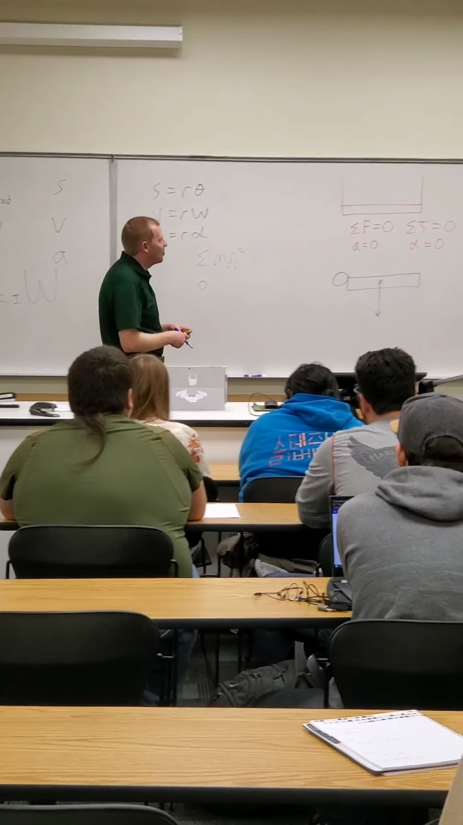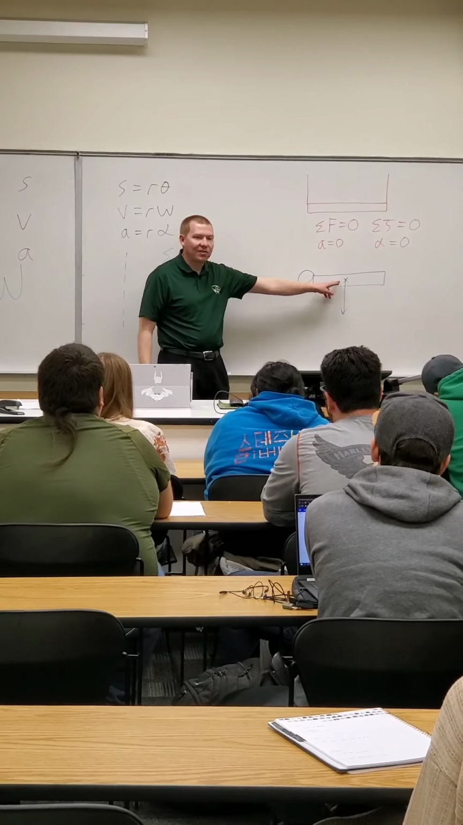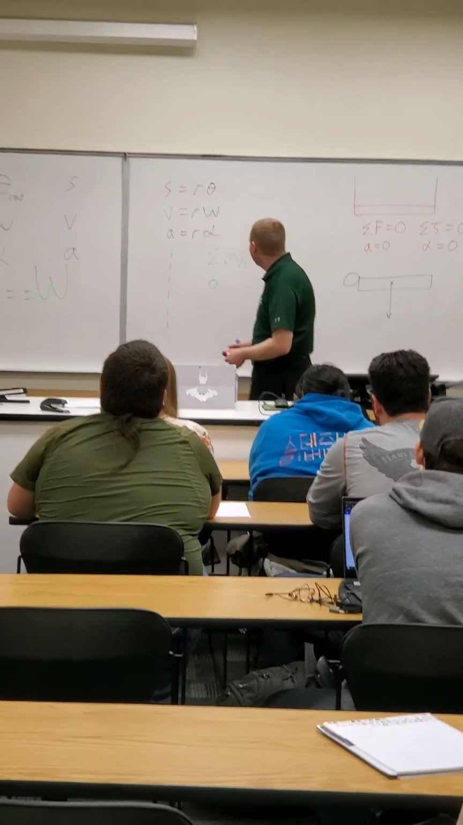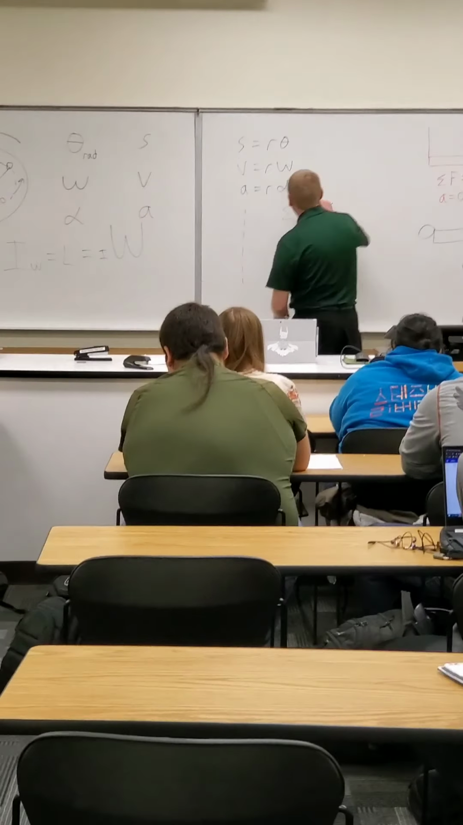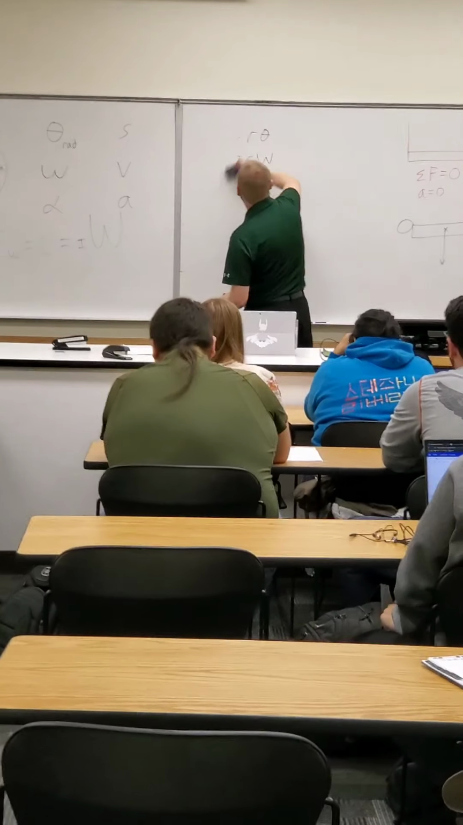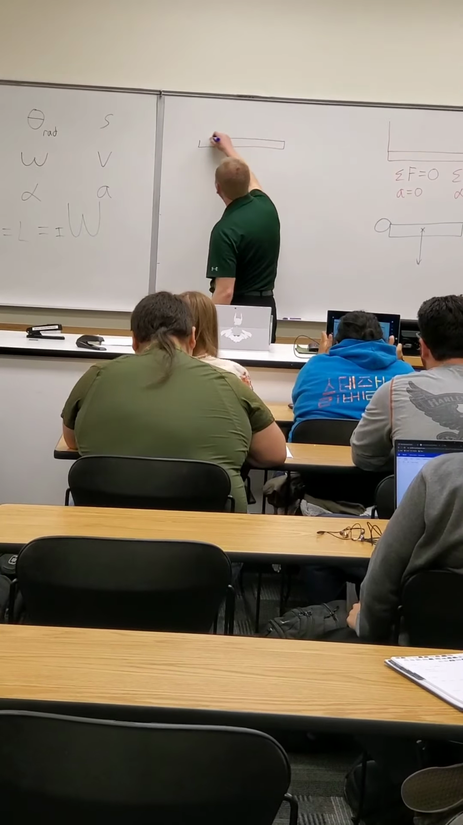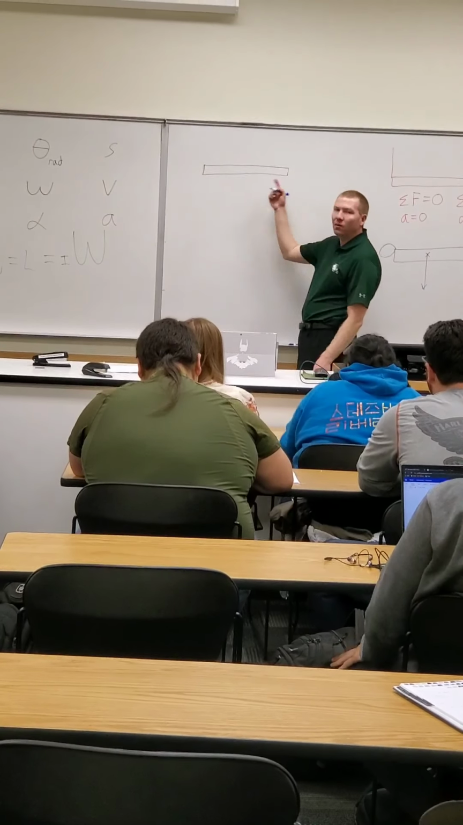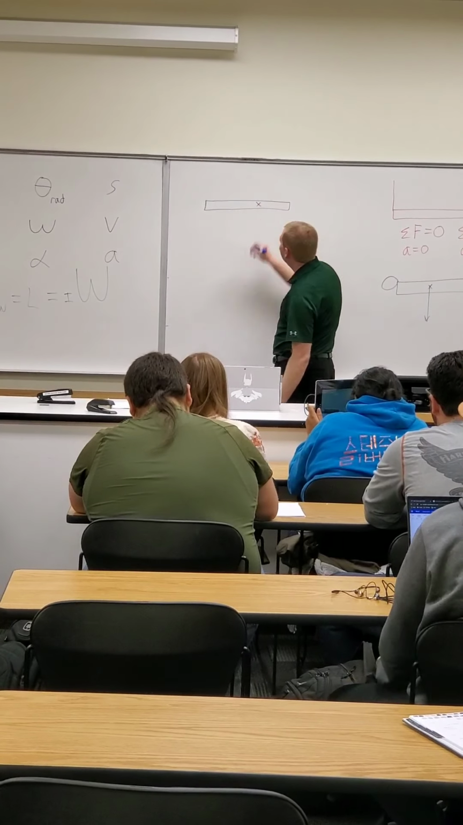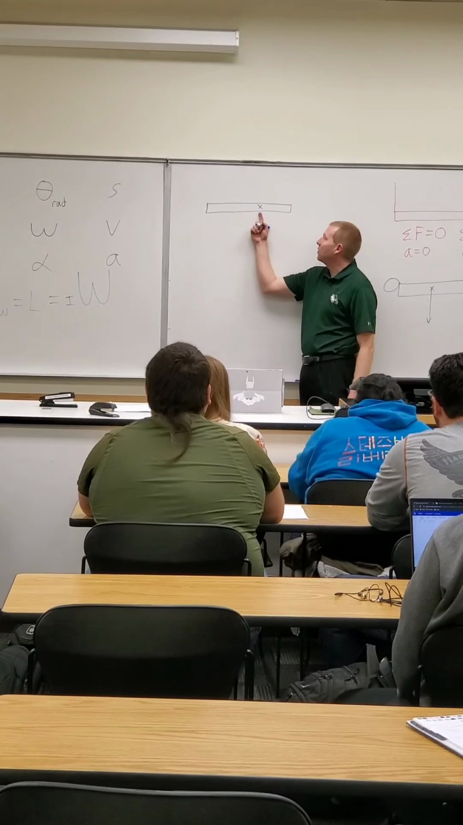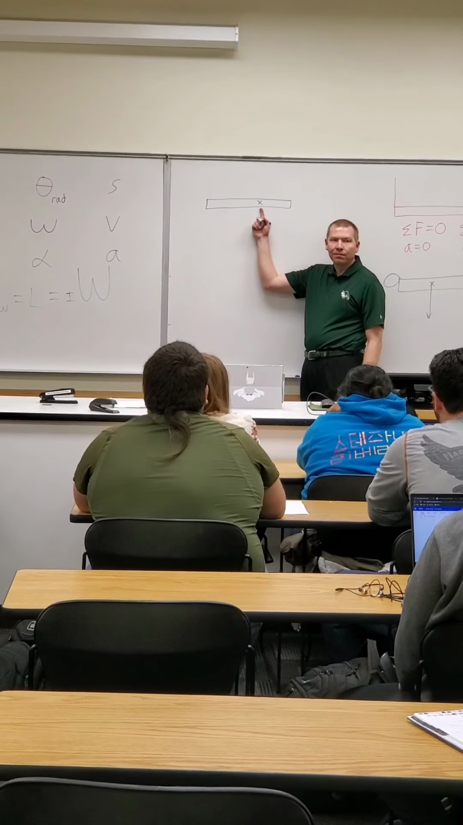Now, if the object is uniform, that point is in the actual center of the object. But it doesn't have to be, because I can have a situation where I have a non-uniform board, so it's heavier on one side than the other. So the center of mass might be right there. If that's the case, I put my finger right there, it's going to balance it.